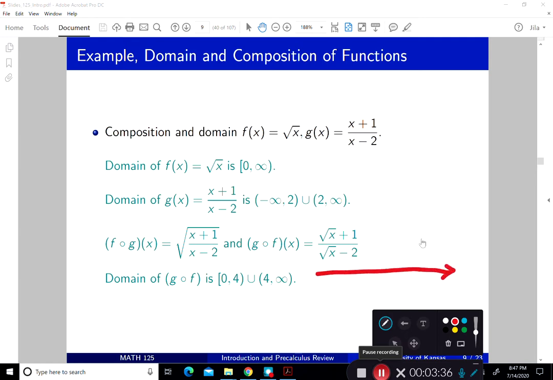And over here, when I'm looking at this composition, first of all, inside is defined from 0 to infinity. Then I have to exclude what makes the denominator of the composition 0. That is square root of x equal to 2, and that's x equal to 4. So I have to exclude 4. And so we end up with 0 to 4, 0 included, 4 not included, union 4 to infinity, 4 not included.